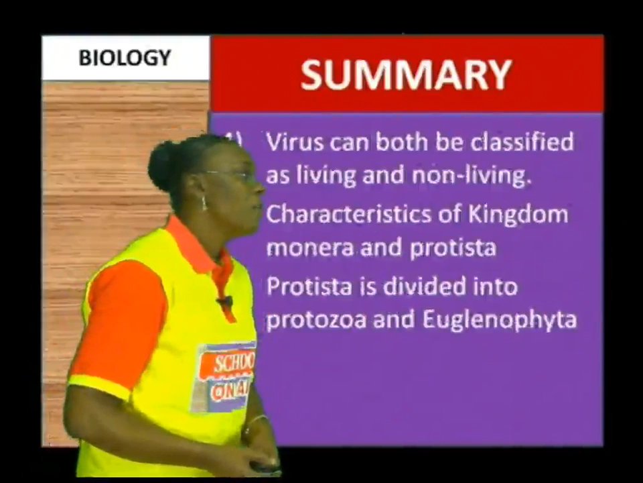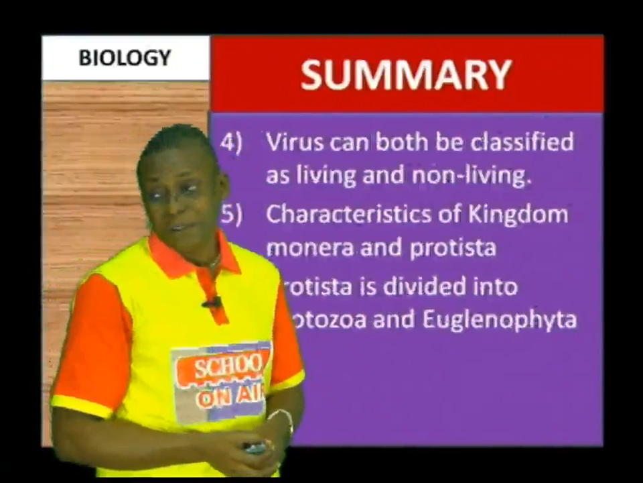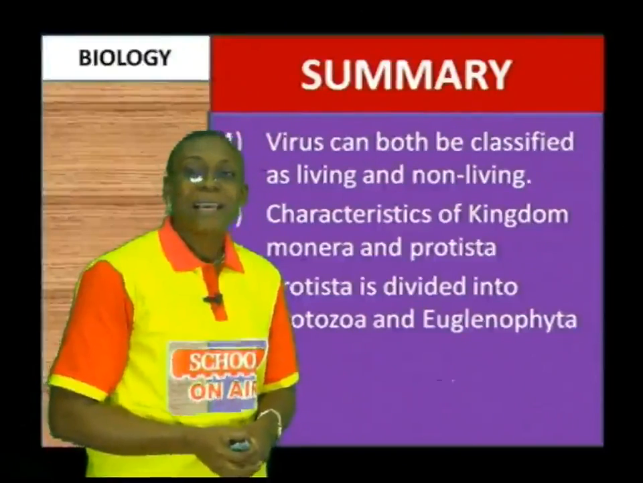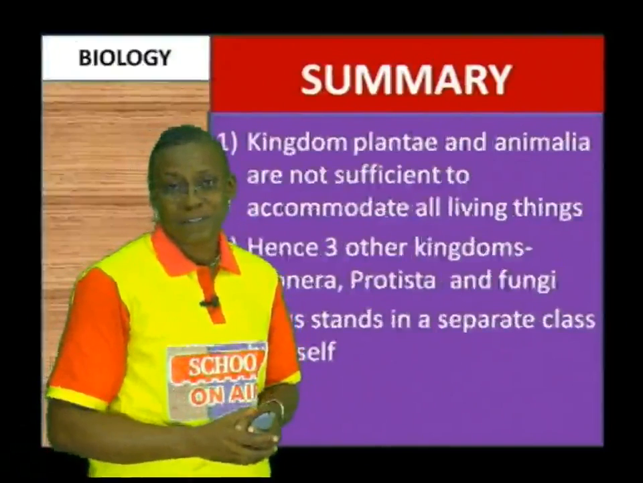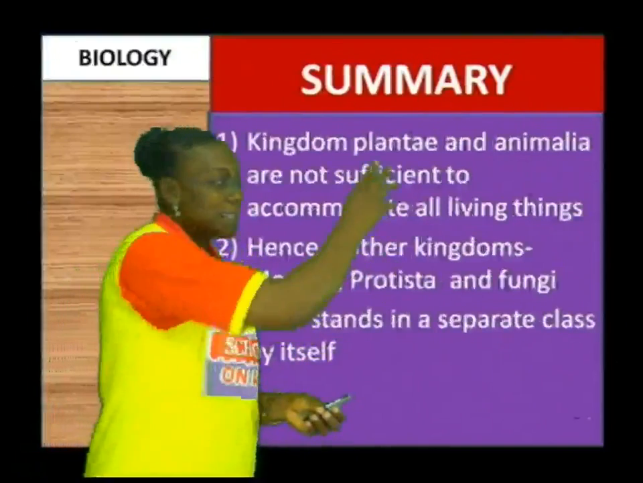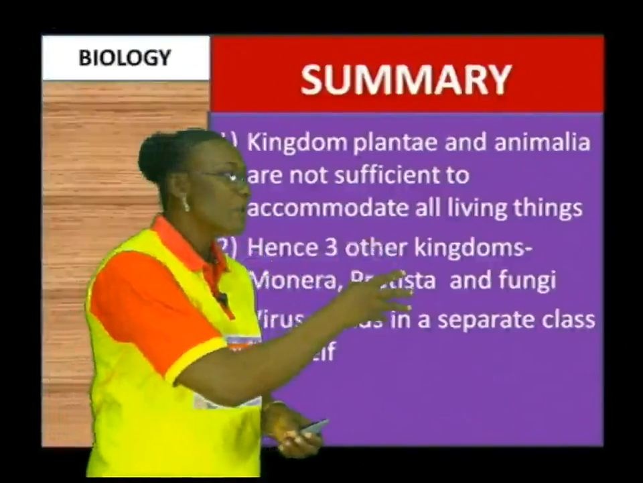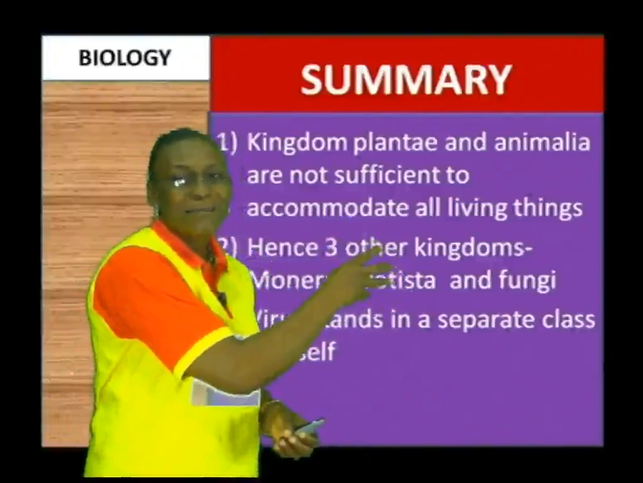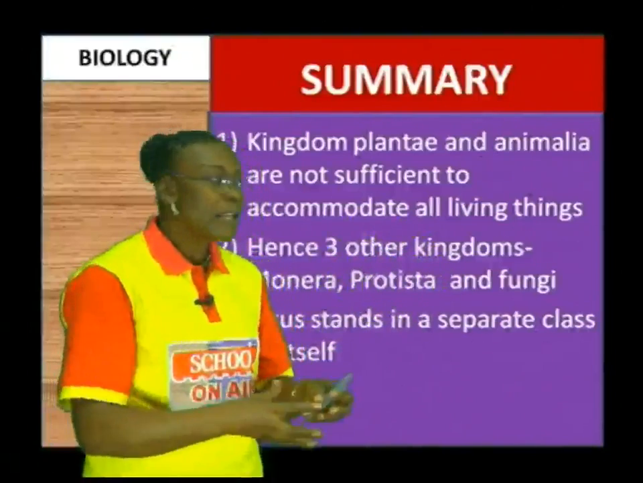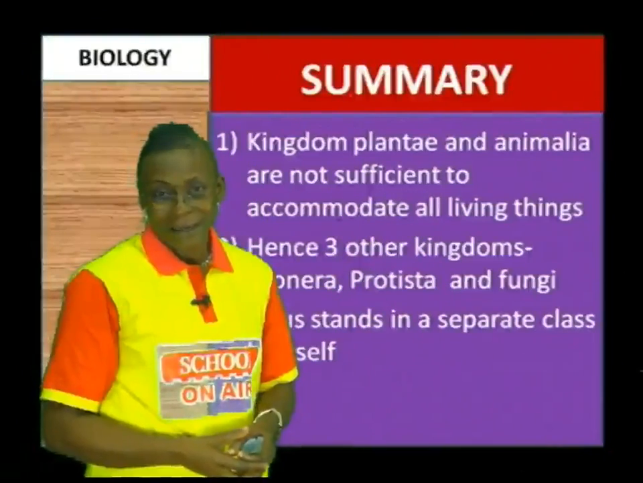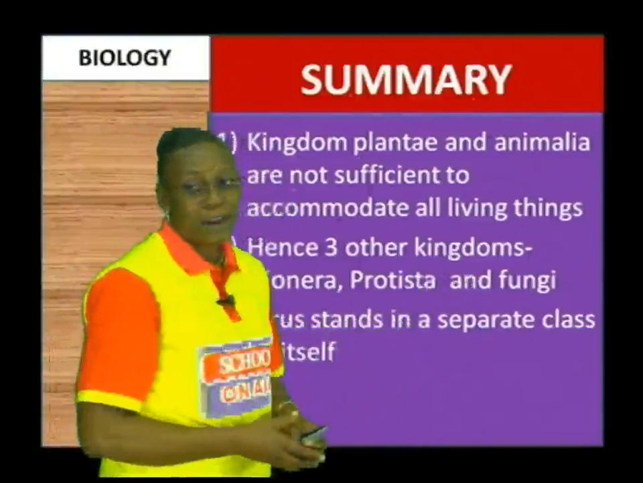Now, so far, we've been able to look at the classification of living things. And like we said, living things were classified into just two groups initially: the kingdom Plantae and the kingdom Animalia. But those two kingdoms cannot sufficiently accommodate so many of the unicellular organisms. And so because of that, 3 new kingdoms have been added. We have the kingdom Monera, the kingdom Protista, and the kingdom Fungi.